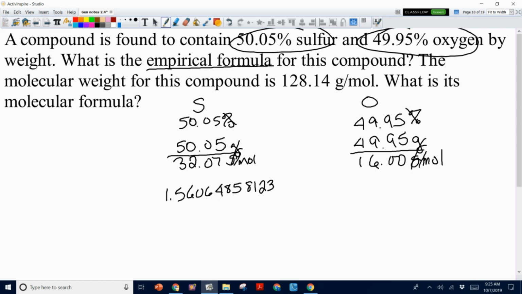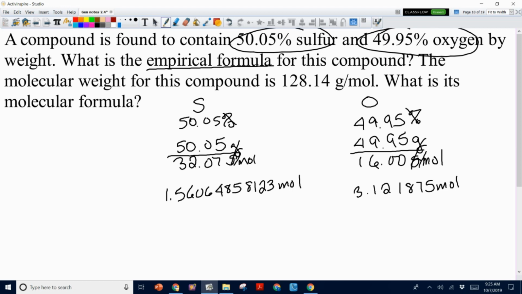Okay, and let's do this one now. So 49.95 divided by 16, we're going to get 3.121875. And this is moles. So percent to mass, mass to mole. All right, so we converted both of those to moles.